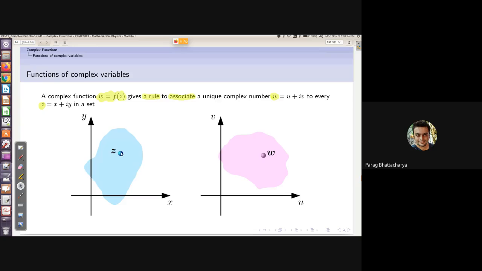Let's say this is a complex number in one Argand plane, and this is another complex number in another Argand plane. So what exactly is this function? A function is a rule which helps us associate this point to this point. If this is the z, then this will be the w. If there's some other z value, then it will be some other w value. So that is the rule that helps us to do that.